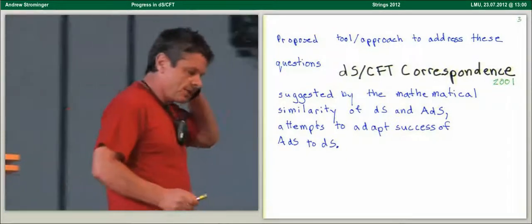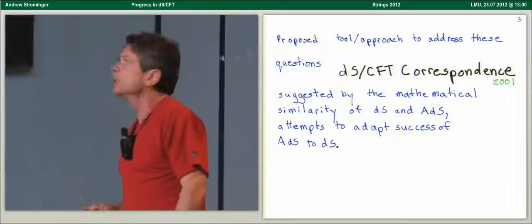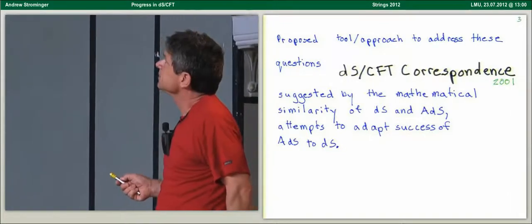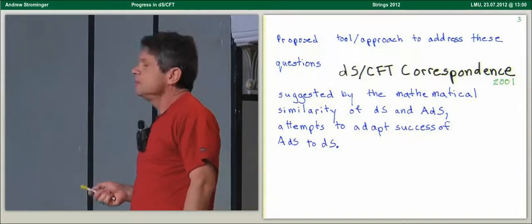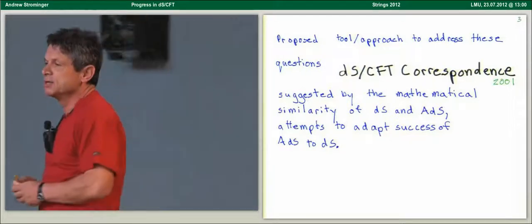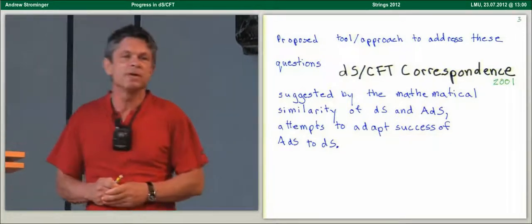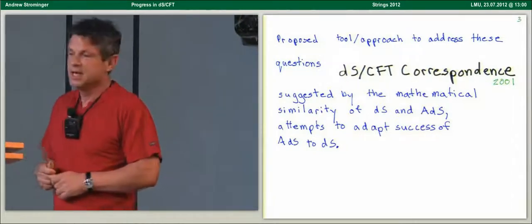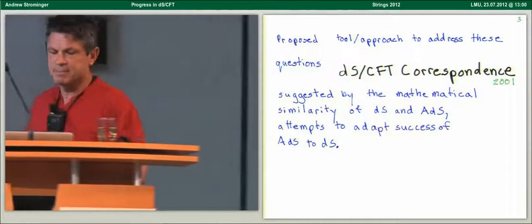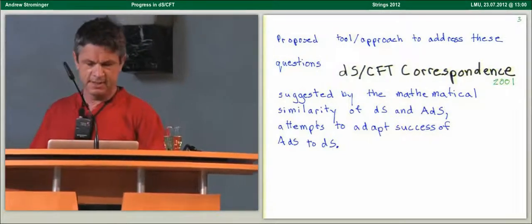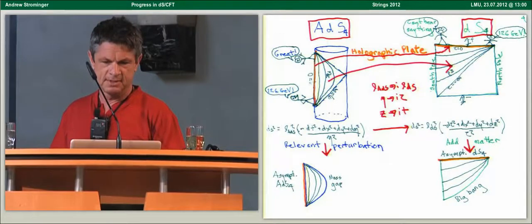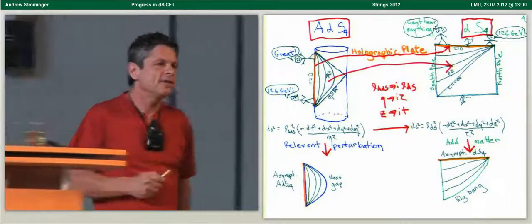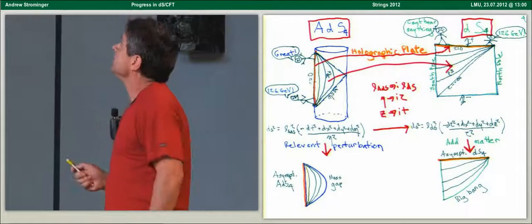So about 10 years ago, a tool was proposed to address these questions, the dS/CFT correspondence. It was suggested by the rather striking and simple mathematical relationship between de Sitter space and anti-de Sitter space, and it seemed very natural to try to capitalize on the successes of anti-de Sitter space and adapt them to de Sitter space. So how does that go? Let me just remind you how this goes.